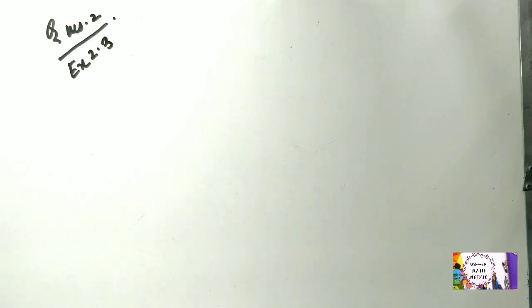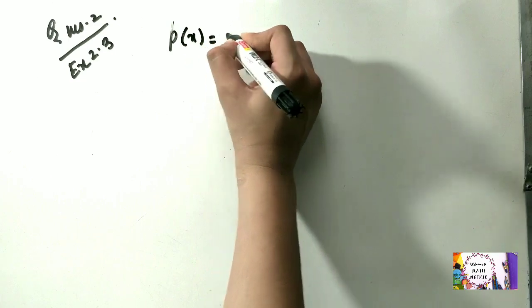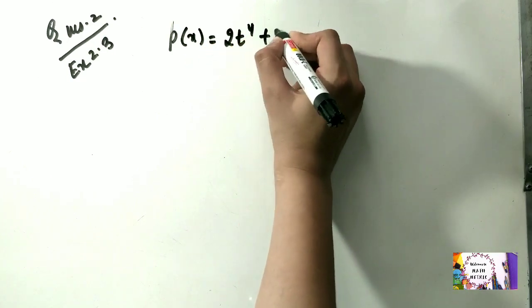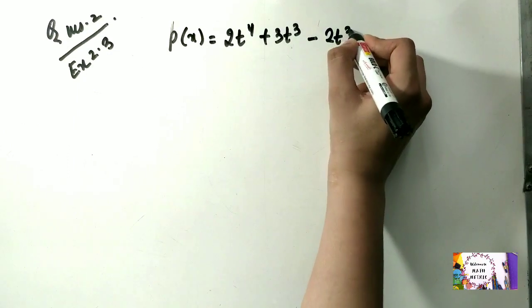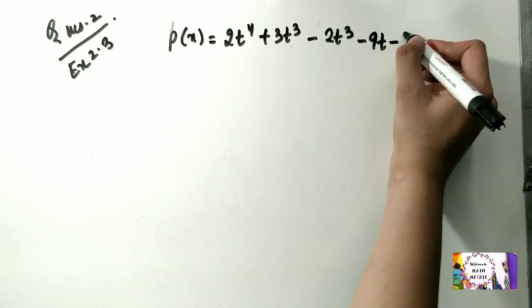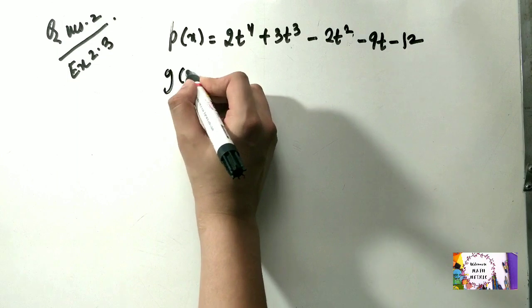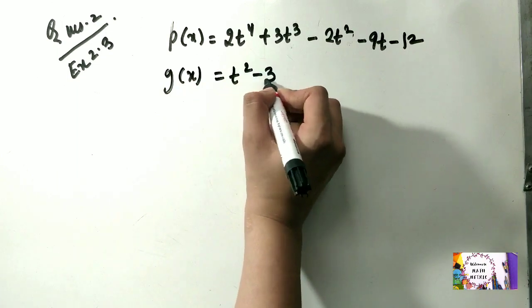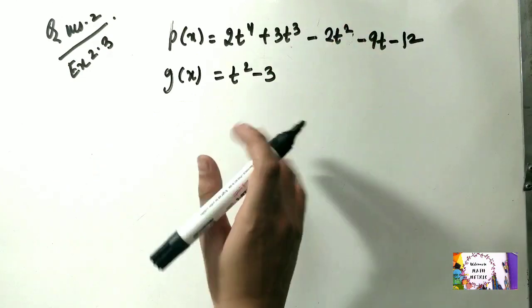Let's move to exercise 2.3, question number 2. We have to check, we are given two polynomials. Here let px be 2t to the power 4 plus 3t cube minus 2t cube minus 9t minus 12, and it is squared. So we have gx to be t square minus 3. We have to check whether these two polynomials are factors of the second polynomial or not. To check this, we have to solve this by division algorithm.